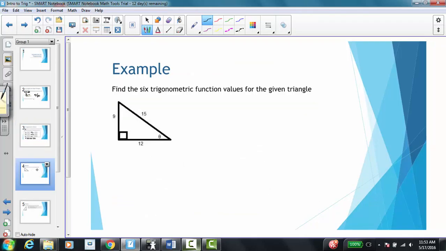Alright, so let's take a look at our first example. We always need to keep in mind where our angle is. So here is our angle theta. And just like I said, we're always going to use SOHCAHTOA in order to be able to find our 6 trigonometric functions, which is what it's asking us to do.